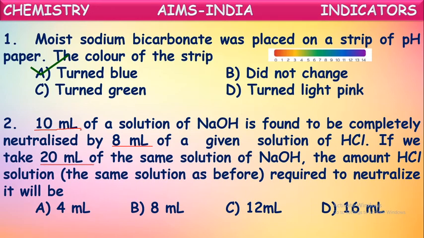Simple logic, no need to calculate. 10 ml is neutralized by 8 ml, then 20 ml will be neutralized by 16 ml, double the amount. So if we take double the amount of base, the acid required will also be double. 16 ml of hydrochloric acid neutralizes 20 ml of sodium hydroxide solution. Okay, it is 16 ml. No need to calculate, you can say it directly.